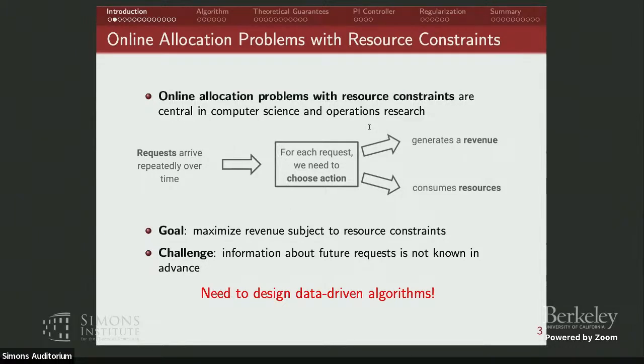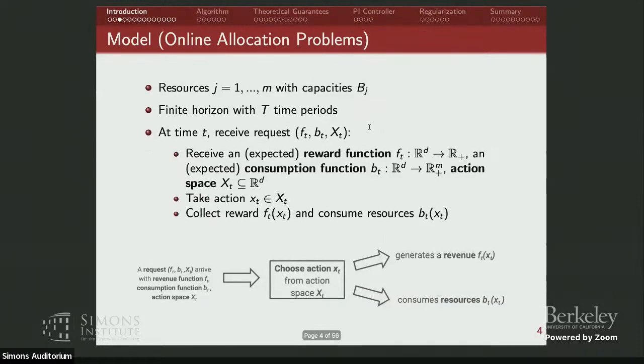The challenge is that it's an online problem. When we make the decision right now, we do not know the information about the future. So we need to design data-driven algorithms. More specifically, here is our model. We assume we have M types of resources. Each resource has a capacity B_j. Then we have a finite horizon online process with T time periods. At each time, you receive a request. This request contains three pieces of information: a reward function f_t, a consumption function b_t, and an action space X_t. The decision maker needs to choose an action x_t from this action space. Then this action generates a reward f_t(x_t) and also consumes resource b_t(x_t).